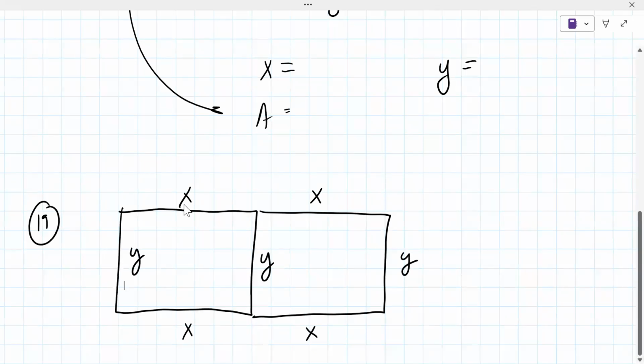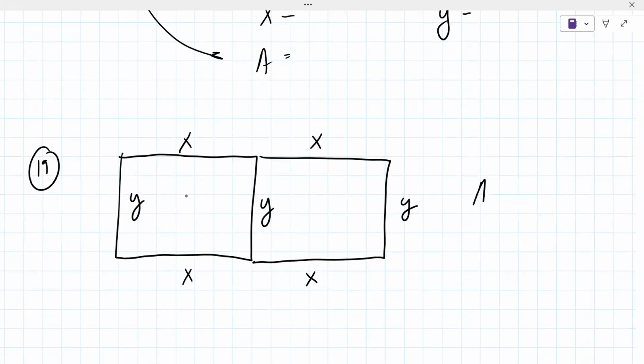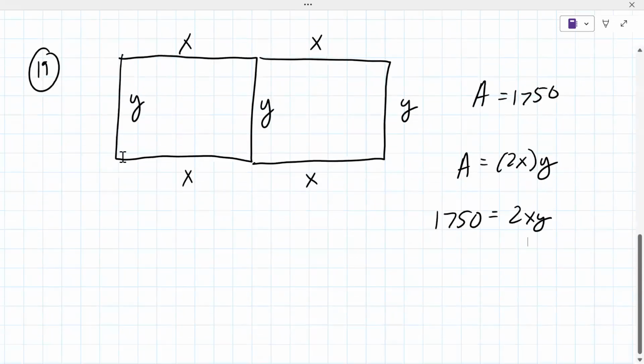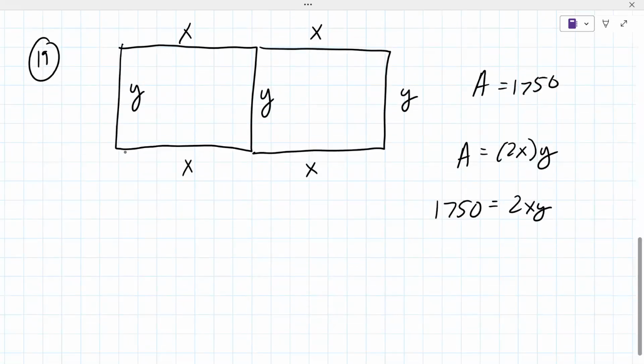Now the area, what dimensions? All right, so they're telling you the area is 1750. The area is 2x times y, so 1750 equals 2xy like that. Is that okay so far? Yes. And then you're trying to minimize the amount of fencing. So you're going to minimize the fencing, which is 4x plus 3y.